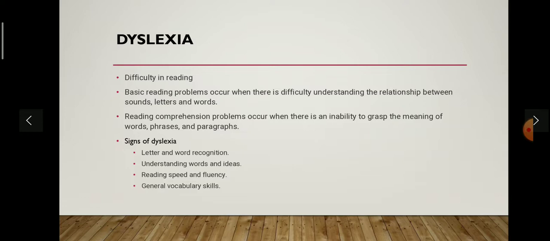The letter and word recognition, जो चाइल्ड है वो लेटर और वर्ड को रिकॉग्नाइज नहीं कर पाता है. अंडरस्टैंडिंग वर्ड्स एंड आइडियाज़, उनके जो जो वर्ड्स होते हैं, जो आइडियाज़ होते हैं, उसको अंडरस्टैंड नहीं कर पाता. उसको रीडिंग में जो होती है उसकी स्पीड नहीं होती, फ्लुएंटली स्पीक नहीं कर पाता है. एंड जनरल वोकेबलरी स्किल्स. So these are the symptoms.